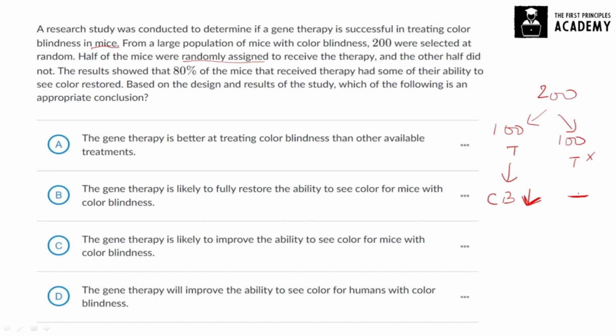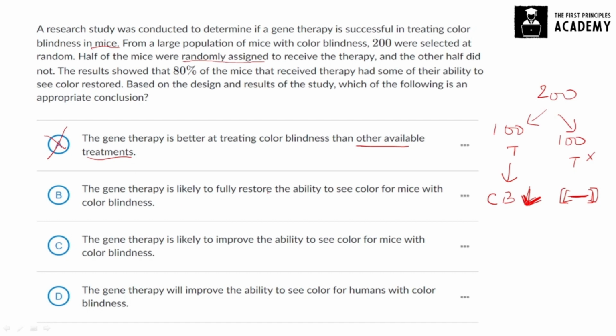So for this question, ideally, in a fair world, you should have information on what happened to the control group also. But in absence of any therapy, we would just assume that their color blindness stayed where it was. But for those who received therapy, their color blindness did decrease. Or at least 80% of the mice had some level of color blindness problem solved. So what are the options? The gene therapy is better at treating color blindness than other available treatments. We have no information on what the other available treatments are. So this is not a valid conclusion.